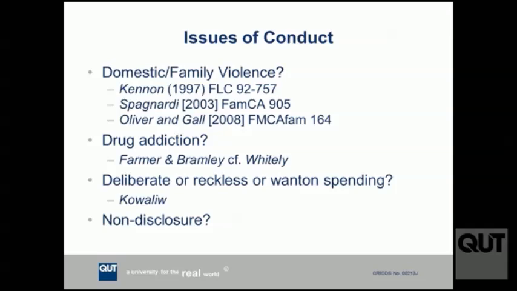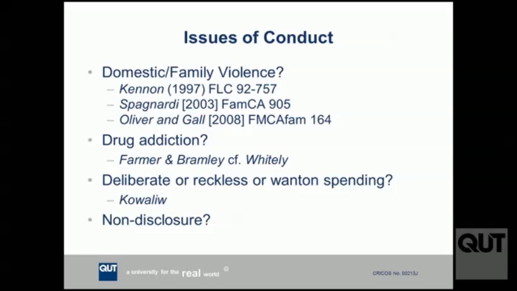And in that case, both parties were using illicit substances throughout the course of their marriage. Now, it wasn't taken into consideration by the court on the facts because neither party suggested that it made things any more difficult for them.